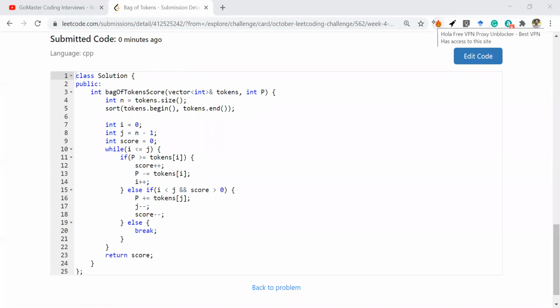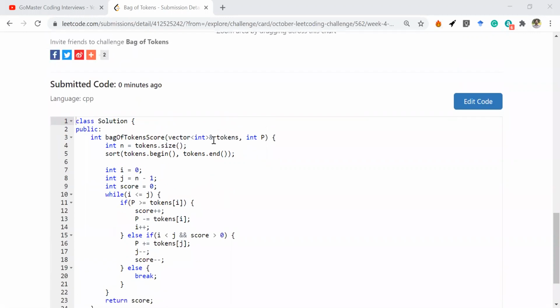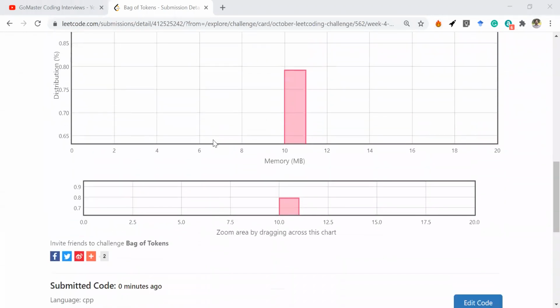If there is any other method without sorting, because sorting is going to cost you big O of n log n, then let me know in the comments.